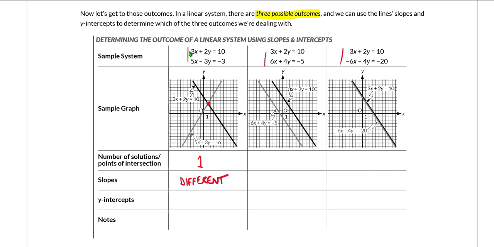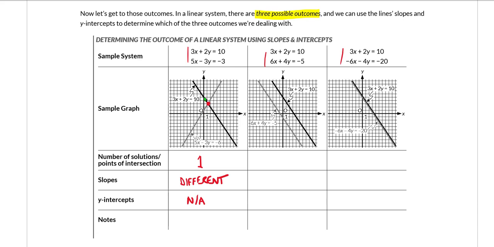We could find the slopes from the system using algebra or using the negative a over b shortcut, but we don't really need to do that. We can just look at the lines and see that clearly the slopes of these lines are different. When the slopes of the 2 lines in the system are different, you will always have one point of intersection, one solution. The y-intercepts are completely irrelevant, so I'm going to write n/a for not applicable here. It doesn't matter what your y-intercepts are. If your slopes are different, you're going to have one point of intersection.